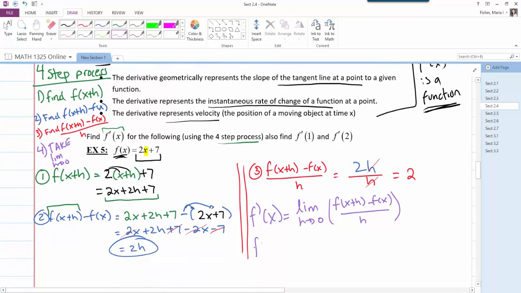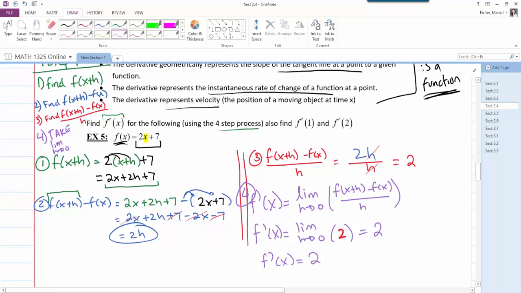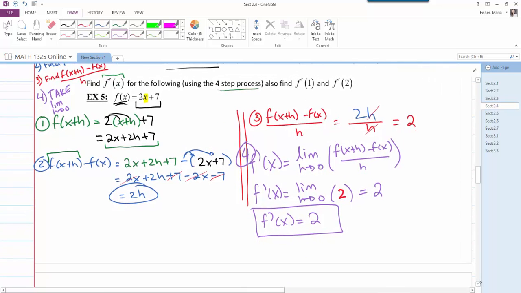Well, again, what is f of x plus h minus f of x all over h? That's what we found in step 3. Well, that was just the number 2. So what's the limit as h goes to 0 of 2? Well, the limit of a constant is the constant, so this is equal to 2. Therefore, f prime of x is equal to 2. So the derivative f prime of x for my particular example, example 5, is equal to 2.